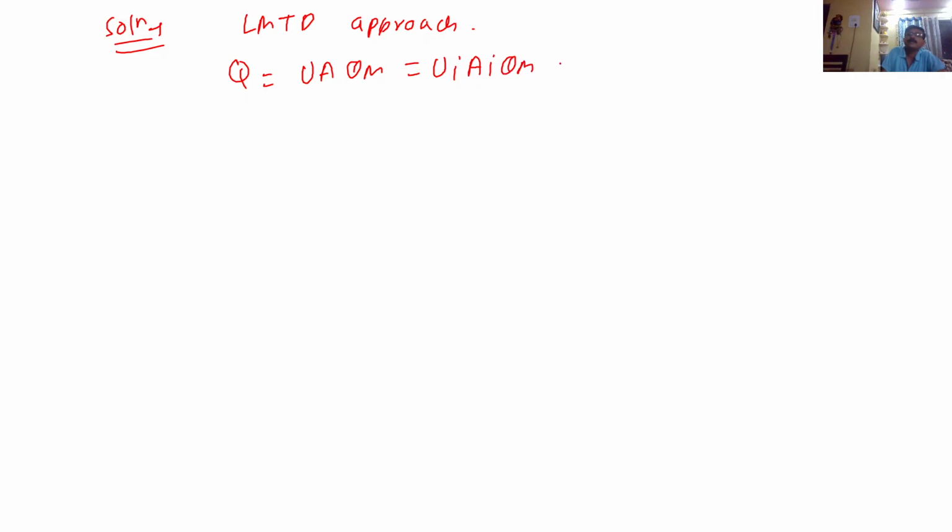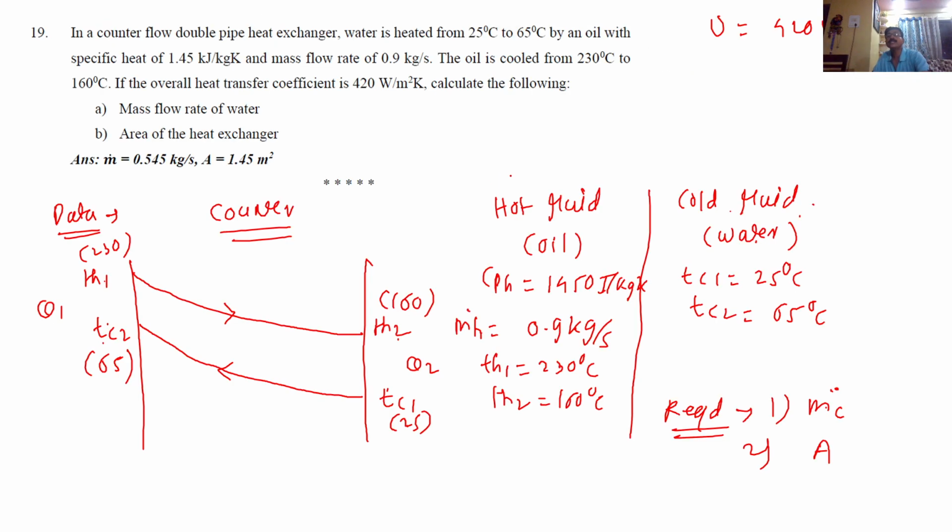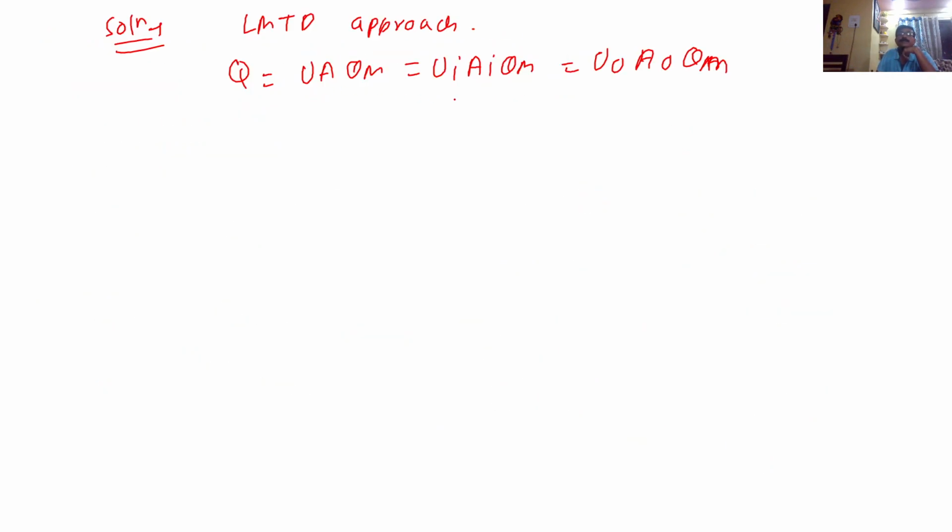But which is the simplest method? If both options are available, of course the LMTD approach. So if all temperatures are known or 3 temperatures are known, we use the LMTD approach. Okay. So what is that? Q is equal to UA theta m is equal to Ui Ai theta m is equal to Uo Ao theta m. In this problem nothing is mentioned about the diameter of the tube or the thermal conductivity of the tube, and that's why I am discarding these two formulae and I am using this formula.